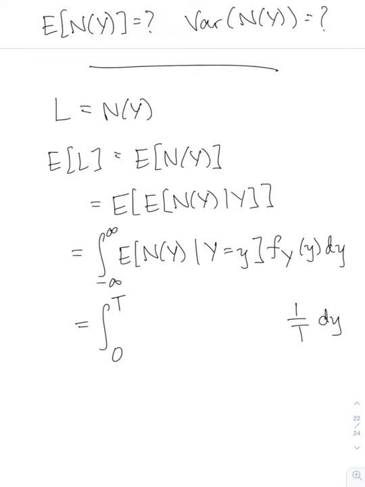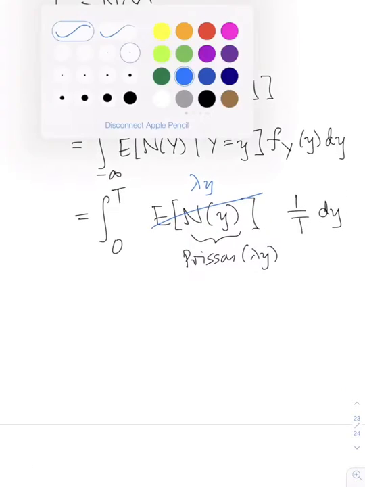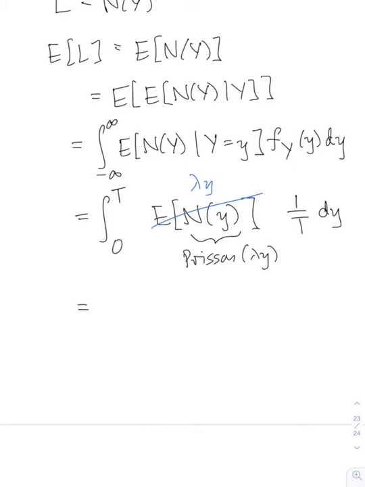Okay, and now what is this? Well, capital Y and capital N are independent, so I can just drop the conditioning and replace capital Y with little y. But now if little y is not a random variable, then this is Poisson with parameter lambda y. So that means that the expected value is equal to its parameter. So I can pull out the lambda, I can pull out the t, and I have the integral from 0 to t of y dy. And then we can calculate that.